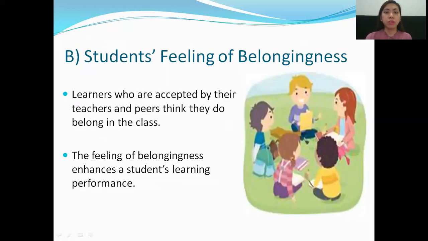Next, we have students' feeling of belongingness. Learners who are accepted by their teachers and peers think they do belong in the class. Learners who feel they belong are most likely to look forward to attending and participating in school. The feeling of belongingness enhances a student's learning performance.